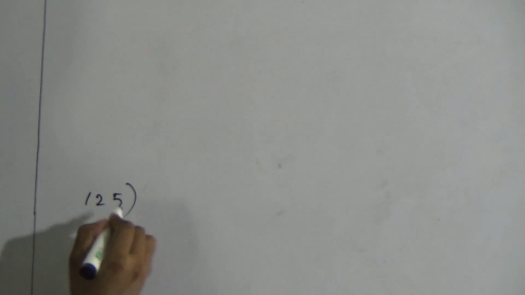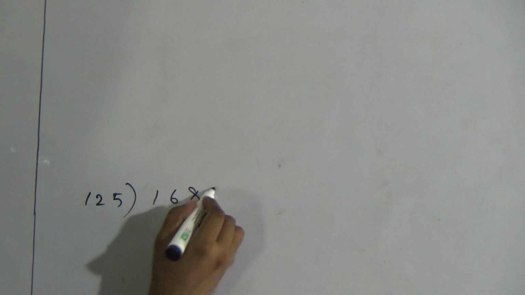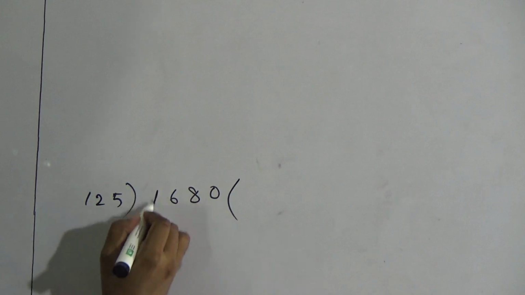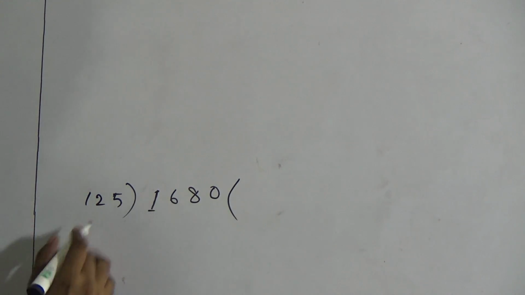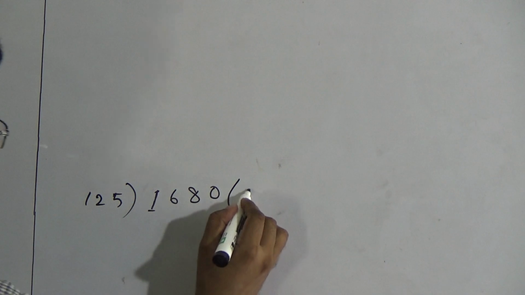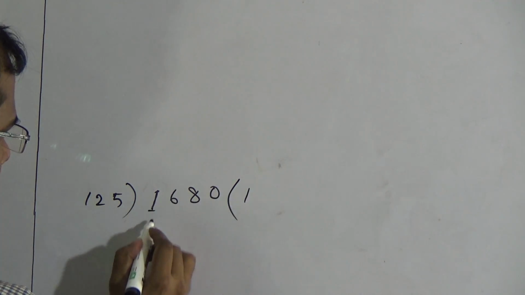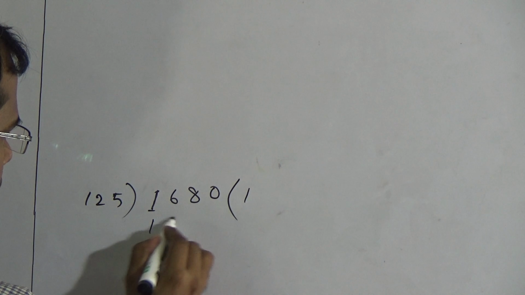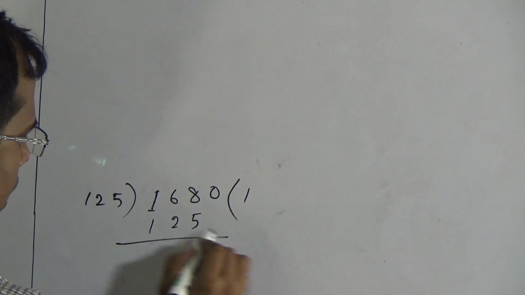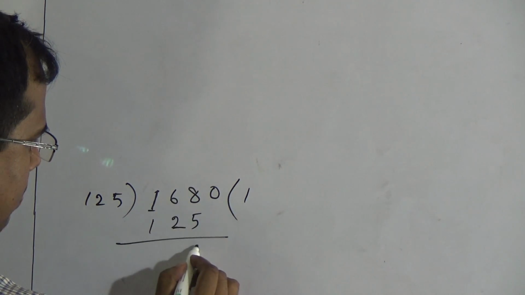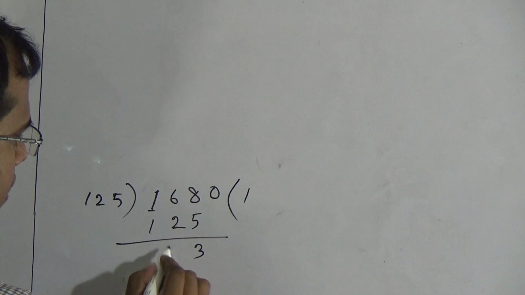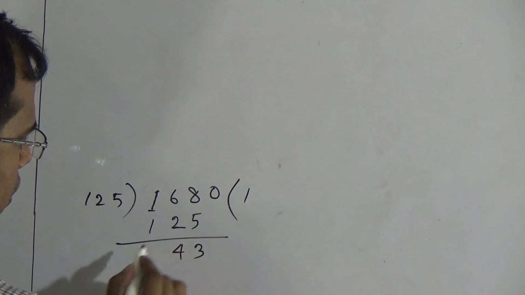One two five, 1680. In 168 we can give 1 times, 125 we can give 1 times, then 125 ones are 125. If we subtract, then 8 minus 5 is equal to 3, 6 minus 2 is equal to 4.